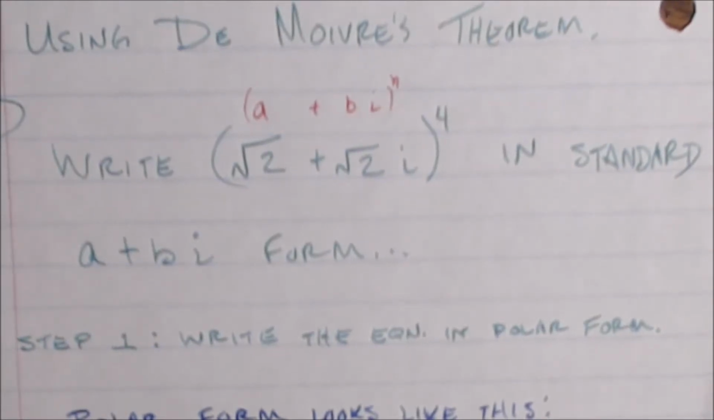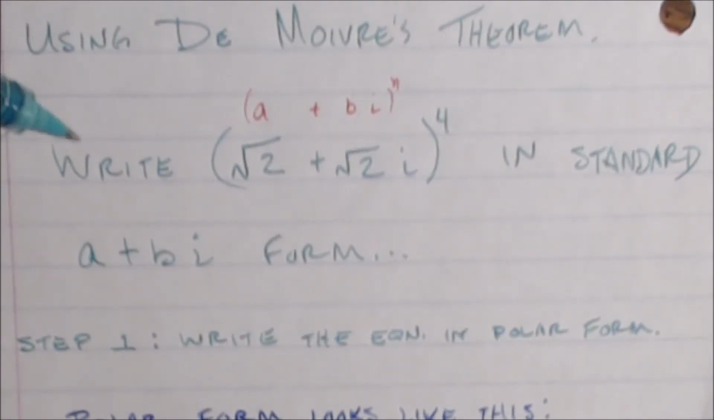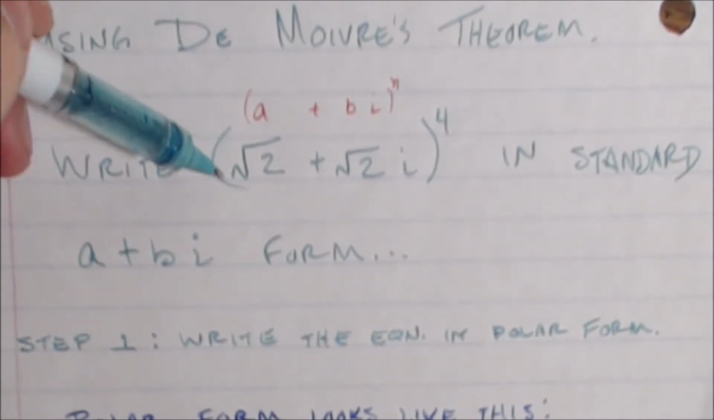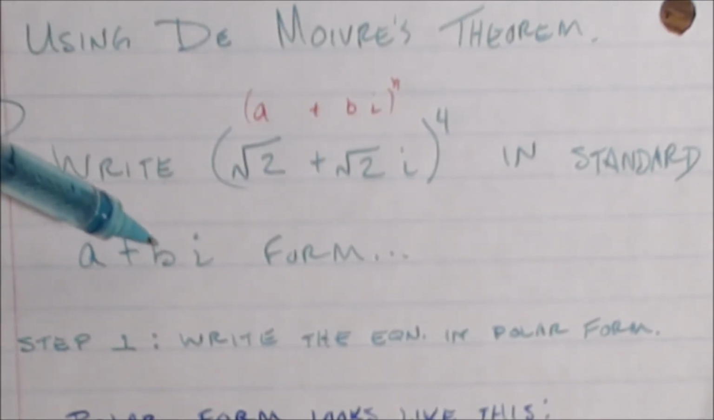This is a short tutorial on using de Moivre's theorem. So in this example 1, we're going to write the complex number root 2 plus root 2i to the 4th power in standard a plus bi form.